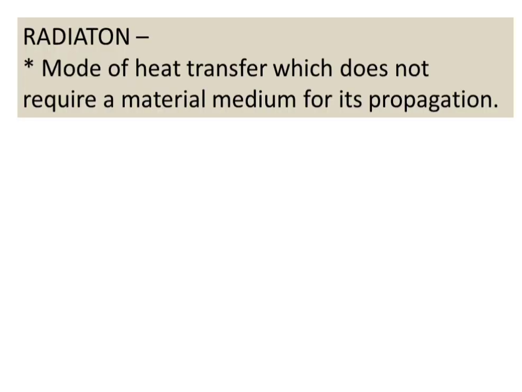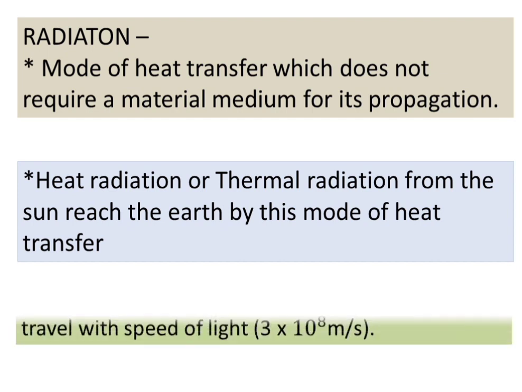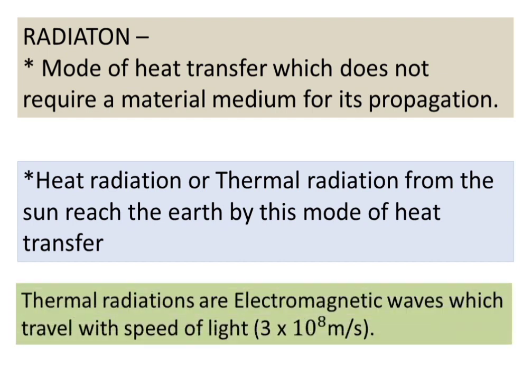Radiation is the mode of heat transfer which does not require a material medium for its propagation. Heat radiation or thermal radiation from the sun reaches the earth by this mode of heat transfer. Thermal radiations are electromagnetic waves which travel with the speed of light, that is 3 × 10^8 meter per second.